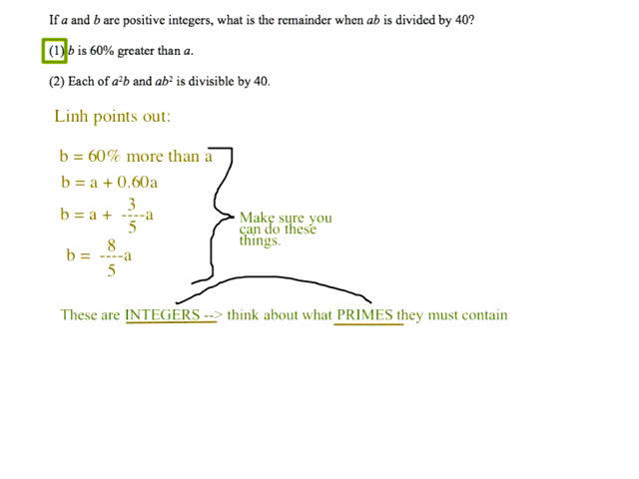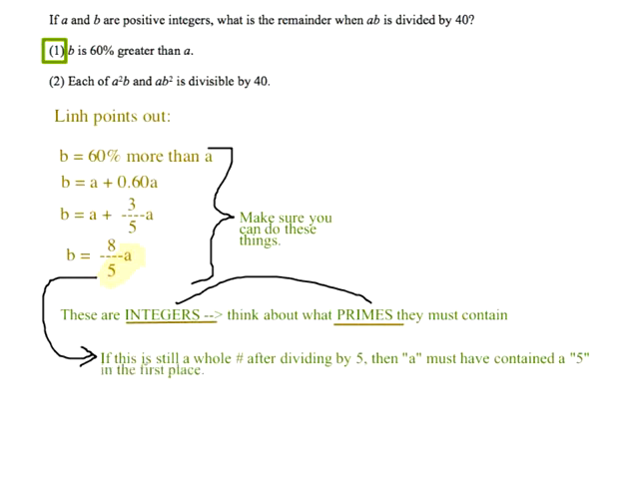8/5 A has to be an integer. So notice what this expression does. This expression basically divides A by 5. So if that still winds up being an integer, then that means that A has to have a 5 in its prime factorization. So if this is still a whole number after dividing by 5, then A must have contained a 5 in the first place.